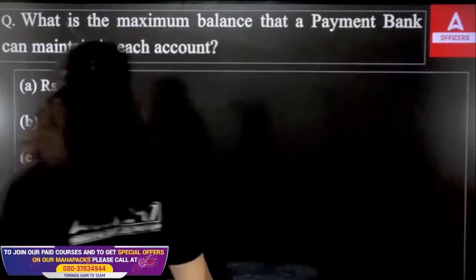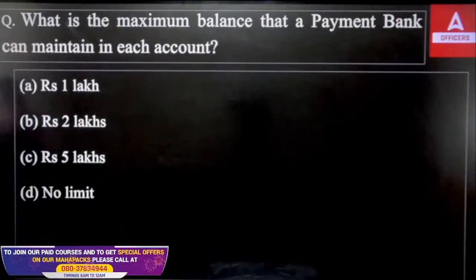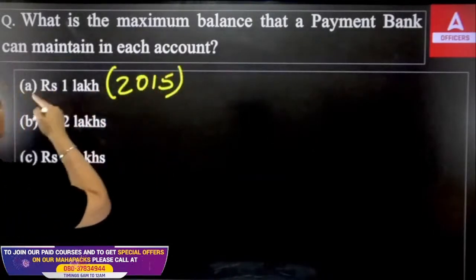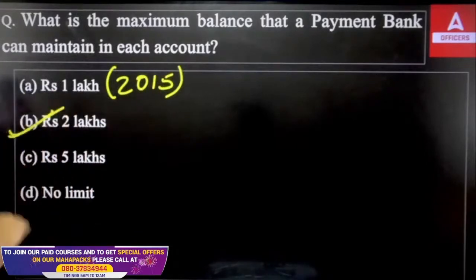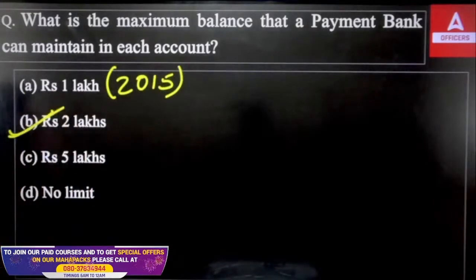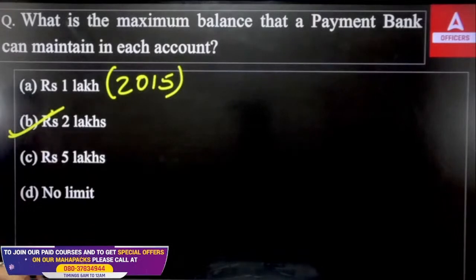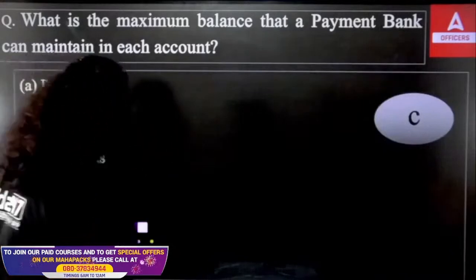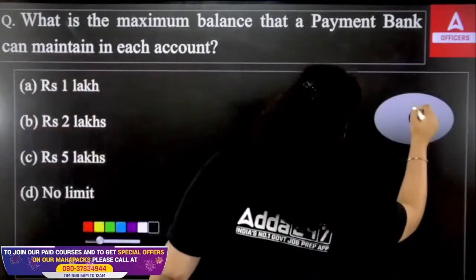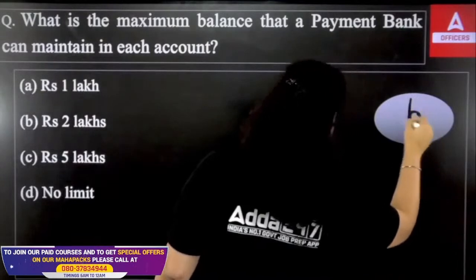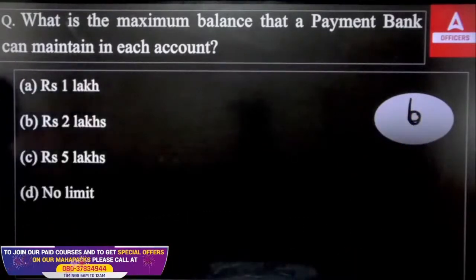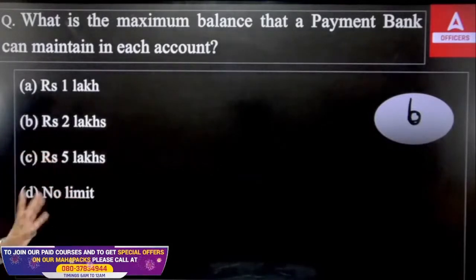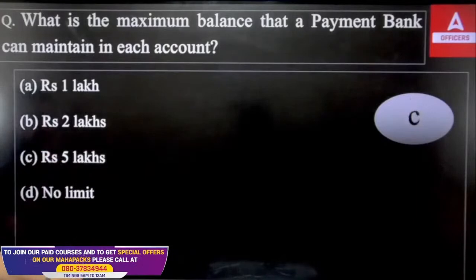So if we talk about the maximum balance that a payment bank can maintain in each account, when the bank was introduced in 2015, it was rupees 1 lakh, but now it is what? It is rupees 2 lakhs. That is the amount accepted by the payment bank per customer. Okay, one second. This is B. Okay, 2 lakh per customer can be accepted by payment bank now. Earlier it used to be 1 lakh, but now it is 2 lakhs. The right answer will be B option.